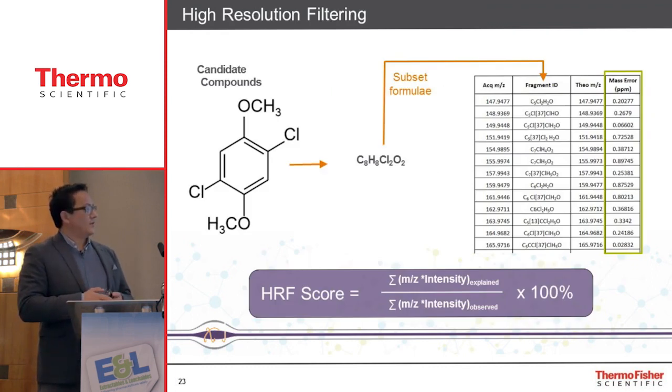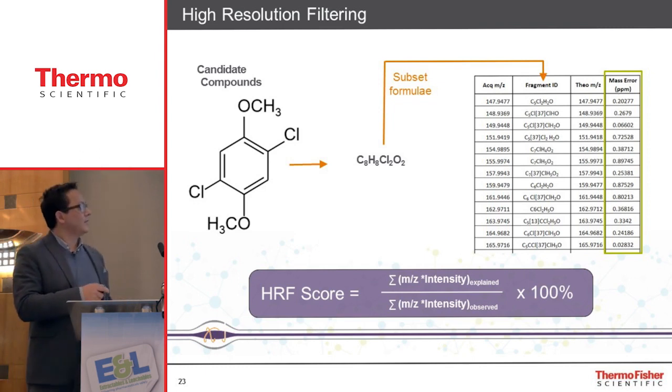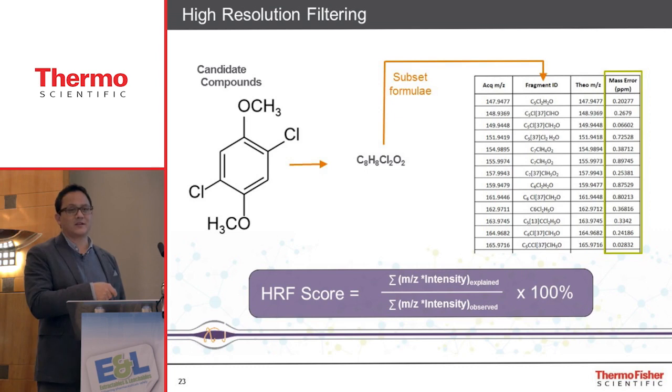One of the algorithms underneath the hood is what we call an HRF scoring algorithm. It's fairly simple, actually. It's a high-resolution filtering score. When you identify the molecular ion, that gives you some information, but you've got all that nice fragment ion information that you don't want to lose, and that really gives you the confidence in the analysis. All of these fragments also have exceptionally low mass error.